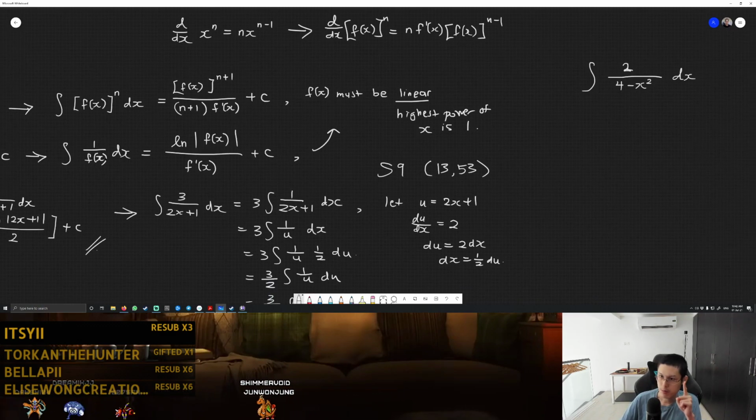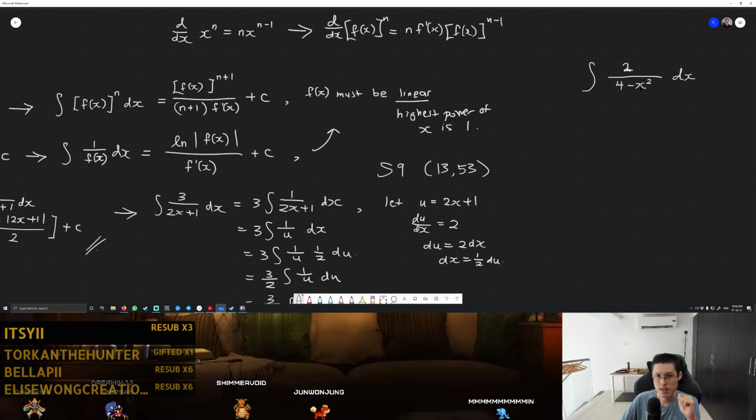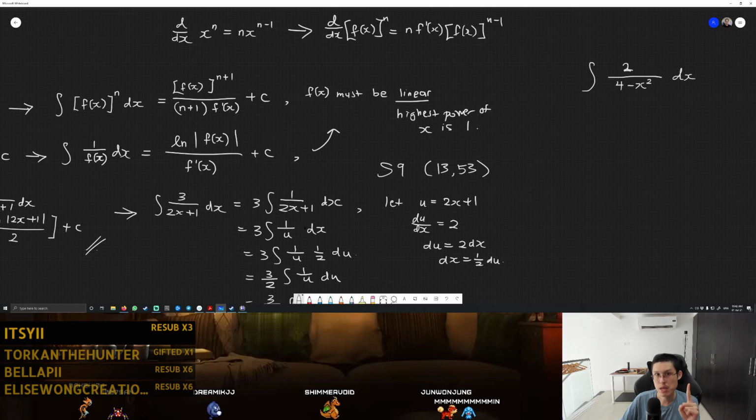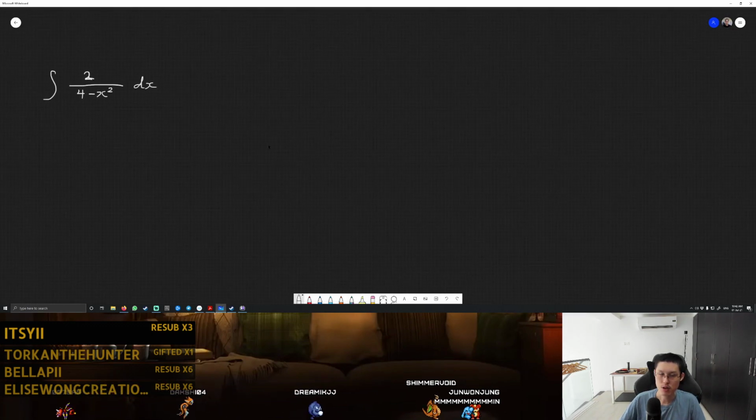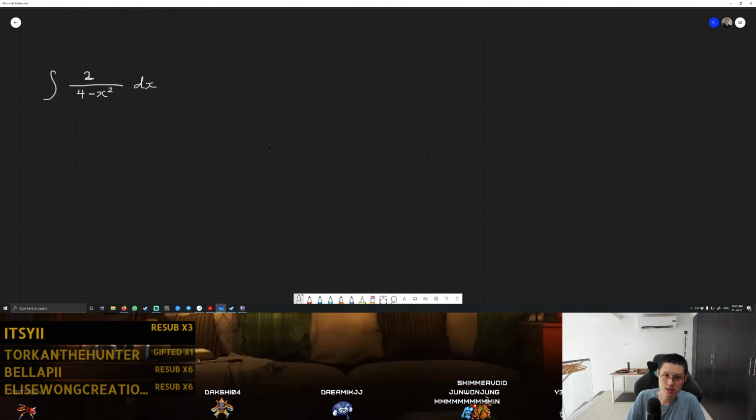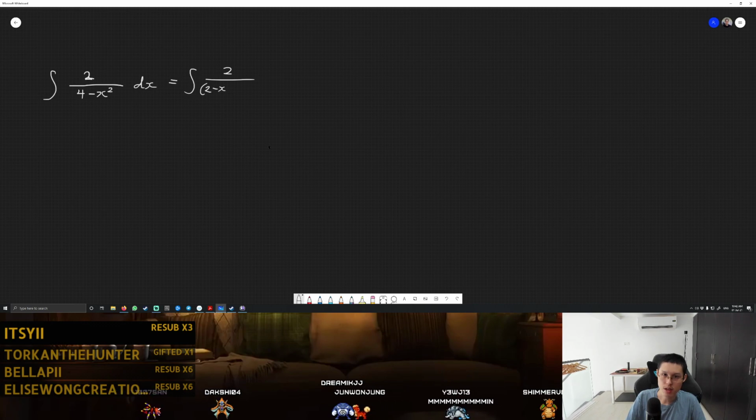But then you have to be careful because you can see the function of x here is non-linear. It is a quadratic, so you can't do this unless you make it a linear function. How do you make it a linear function? You have to use partial fractions. Okay, because you can see that this is in fact 2 minus x, 2 plus x dx.